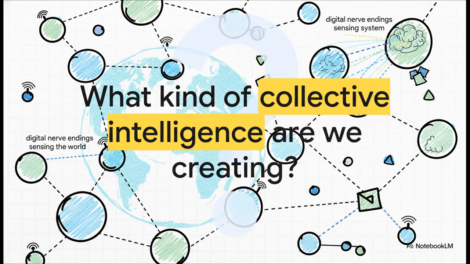And all of this leaves us with a final big picture thought. What we're really doing here is building a planetary scale nervous system with trillions of tiny digital nerve endings all sensing the world in real time. So the question we have to start asking ourselves is, what kind of collective intelligence are we actually creating with all of this?